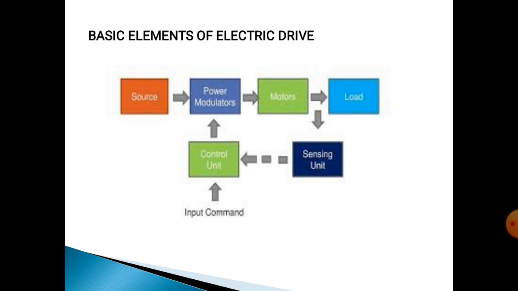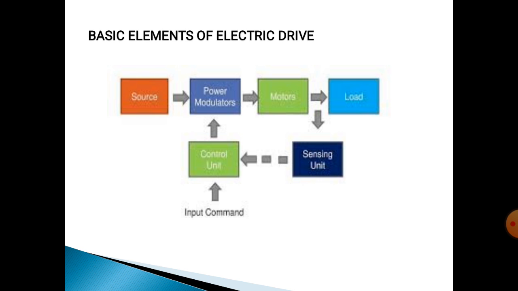These modulators can be classified into several types. First one is the converter. A converter acts as a rectifier. It converts AC supply into DC supply. The next type is the inverter. An inverter converts DC supply into AC supply. Another type of power modulator is the AC voltage controller. An AC voltage controller converts fixed AC voltage into variable AC voltage.